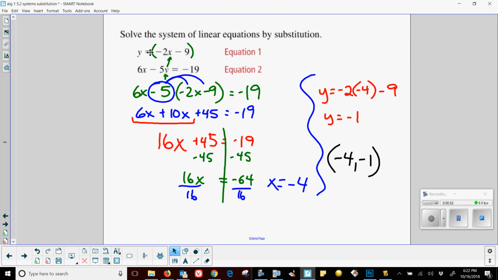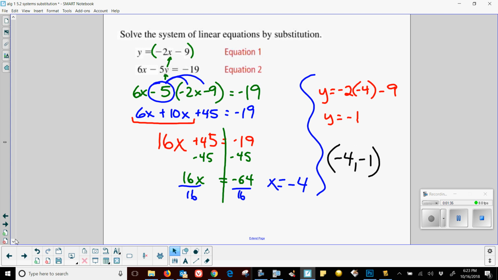Substitution works this way. I have y equals negative 2x minus 9. If you're telling me y equals this, then this y right here also equals this. So we take this negative 2x minus 9 and substitute it in for the y, which is now in 6x minus 5y equals negative 19. We solve the equation and get a value for x, because we only have x left. So we can solve for one variable, take x, plug it in right here, find y, get an answer.